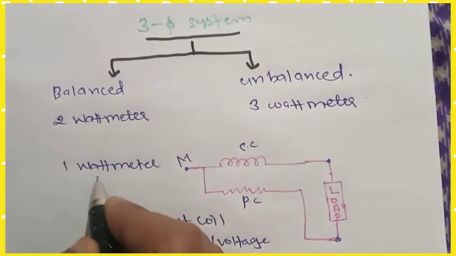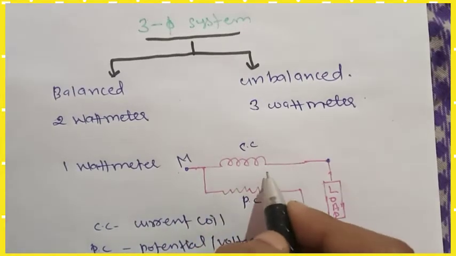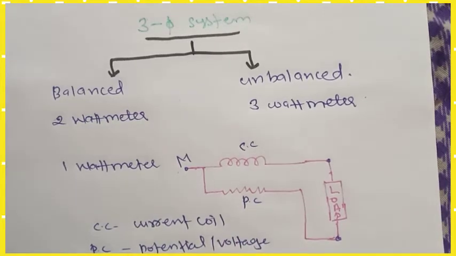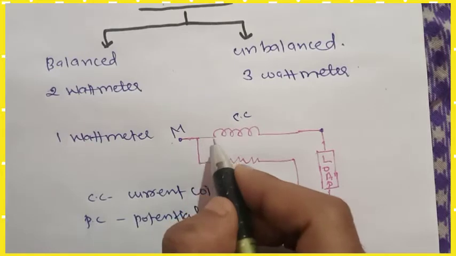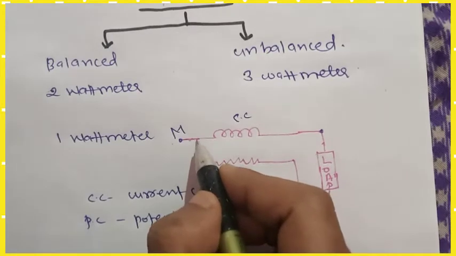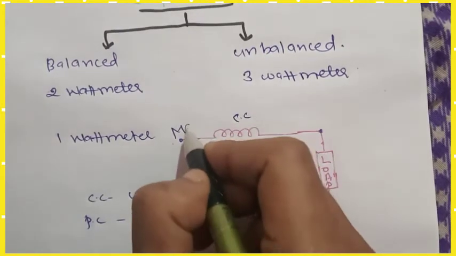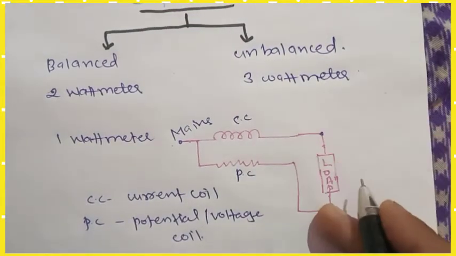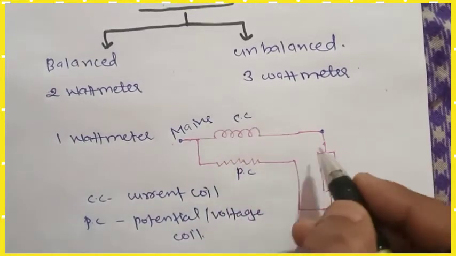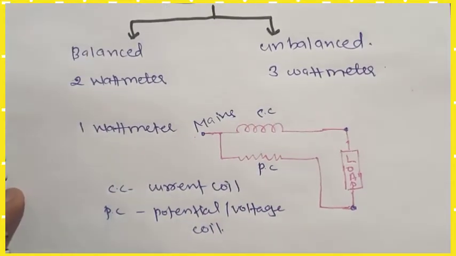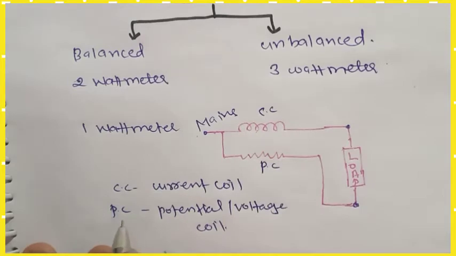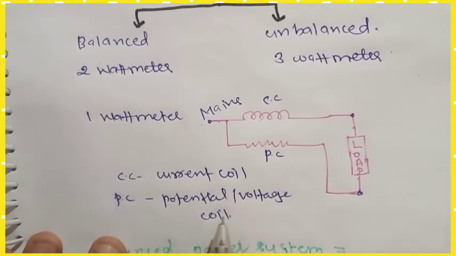A wattmeter contains one current coil and one potential coil. The potential coil we can also call a voltage coil. Here the current coil is in series with the load and the potential coil is in parallel. We have connected this point to the mains supply, and this part is connected to the load. This is the wattmeter. Here CC means current coil, that is this inductor, and PC means potential or voltage coil.